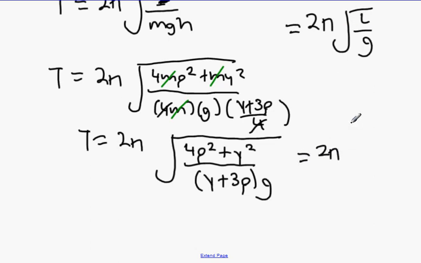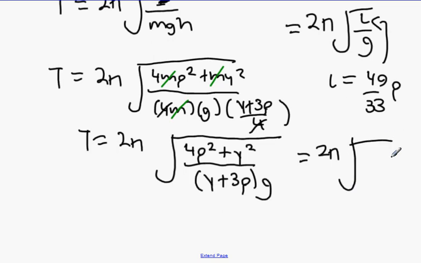And the simple pendulum, what did it say the length of the simple pendulum was? Anybody? 40p over 33. Let's sub that in for L. And what we get is 40p over 33g. Let's isolate the similar parts. Blue here is the same as blue here.